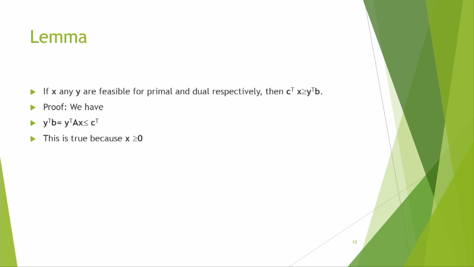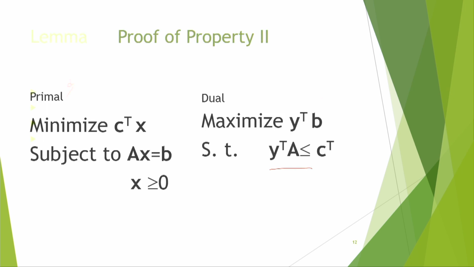Okay. Now, what I am telling is that there is a lemma: if x and y, not any, but x and y feasible for primal and dual respectively, then CTX will be greater than or equal to YTB. CT means the minimization thing.